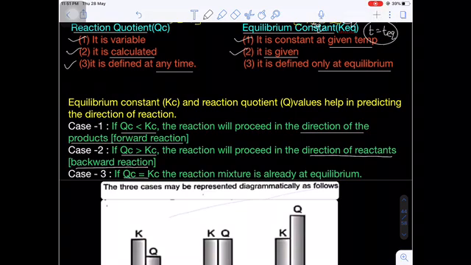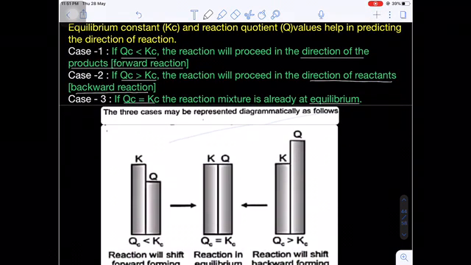If Qc and Kc are equal, then the reaction attains equilibrium. That means both forward and backward reactions continue to take place. Once again, Qc less than Kc, the forward reaction occurs. Qc greater than Kc, the reverse, that is the backward reaction, occurs. Qc equal to Kc, both reactions occur continuously with equal rate, that is the equilibrium.